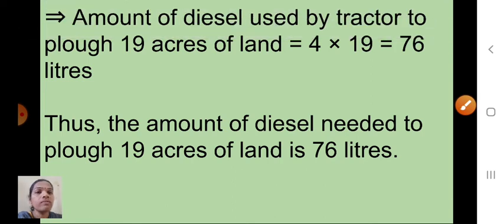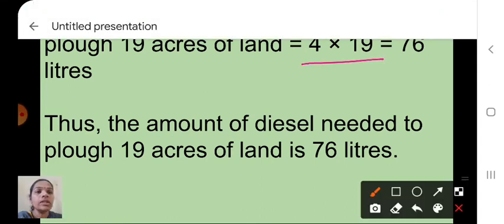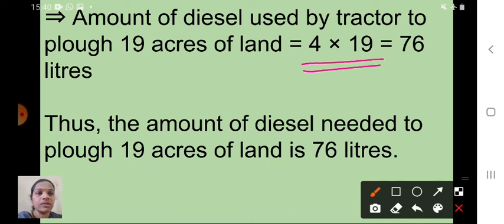Okay, so amount of diesel used by tractor to plough 19 acres of land is equal to 4 into 19, which is 76. So total how much diesel is needed? Yes, 76 liters of diesel. Understood, children? This is your final answer. Thus the amount of diesel needed to plough 19 acres of land is 76 liters.